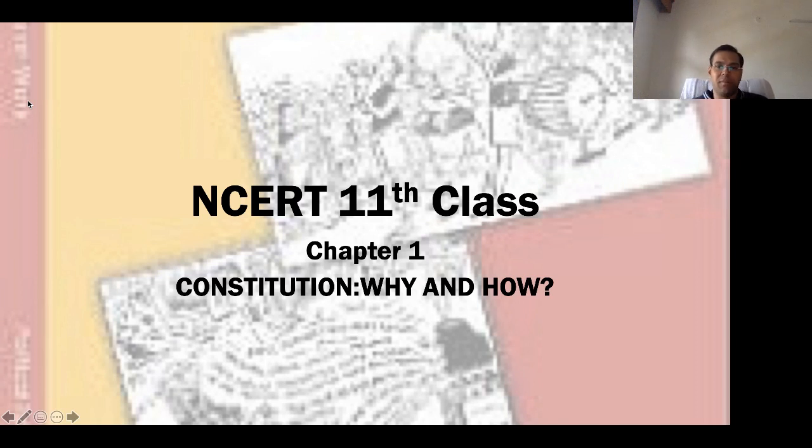Hey guys, what's up? So today we'll be starting with the NCERT of Polity, Class 11. This is one of my most favorite NCERTs. It's a very well written book, extremely well written book. All your concepts of polity would be absolutely clear if you study this NCERT thoroughly.